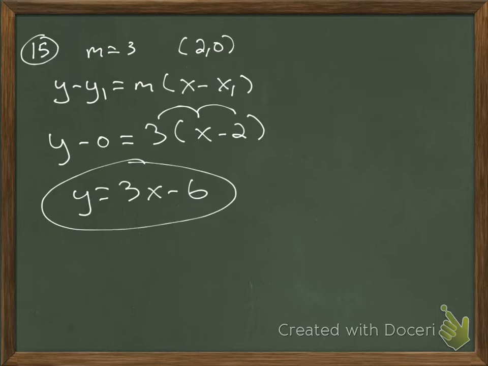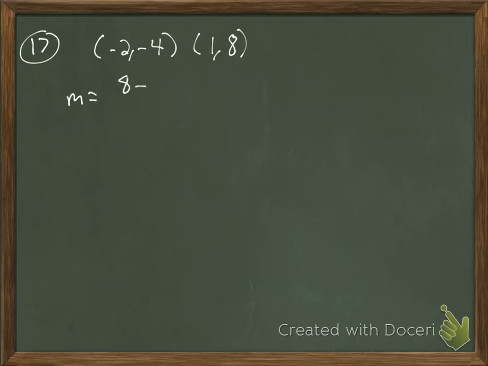All right, 17. I'm given 2 points. -2, -4 and 1, 8. Those are 2 points on a line. We need to get the slope-intercept form of that line. I'm given 2 points. What's our first step always? Find the slope. Good job, Josiah. m equals 8 plus 4 over 1 plus 2 gives me 12 over 3, which is 4.